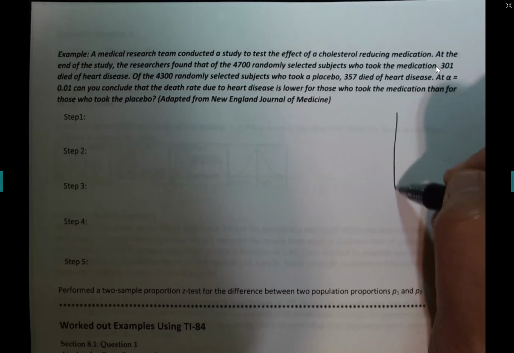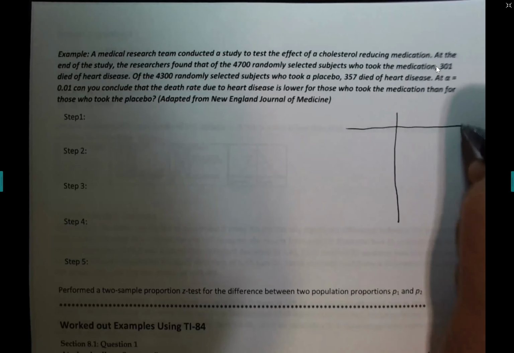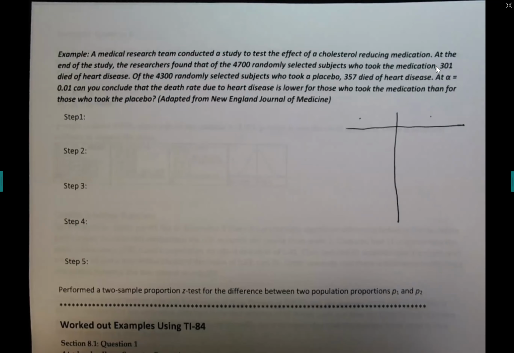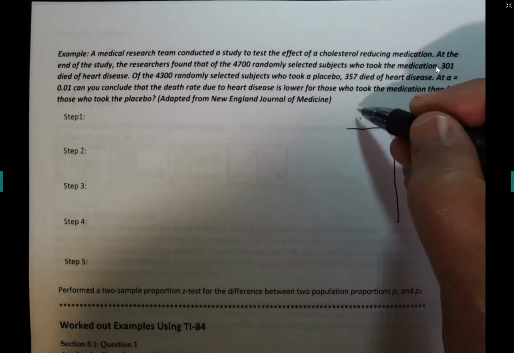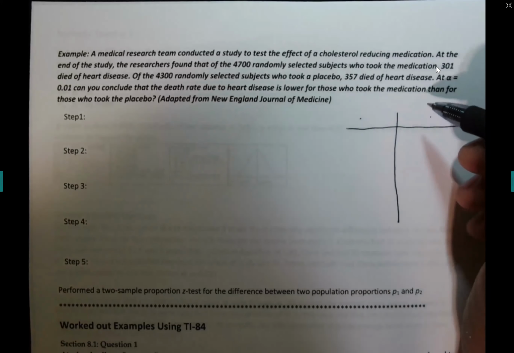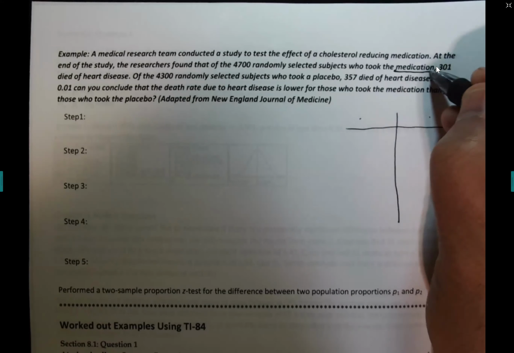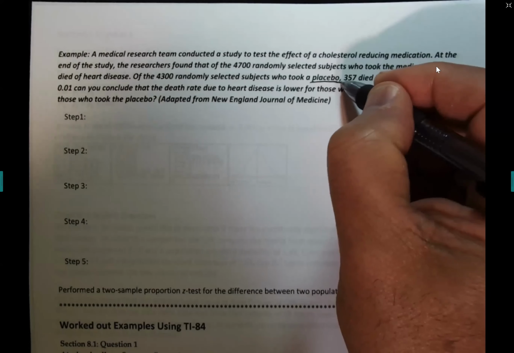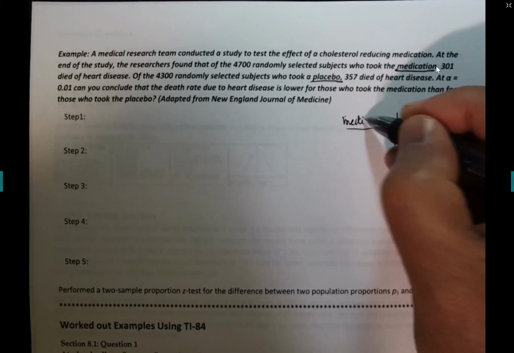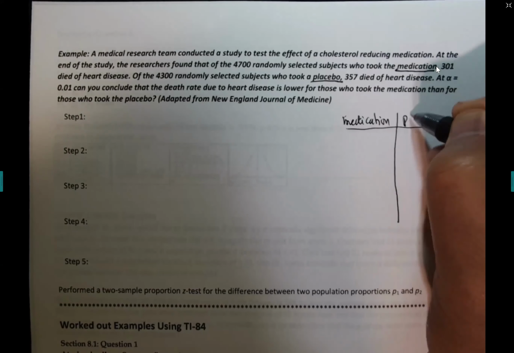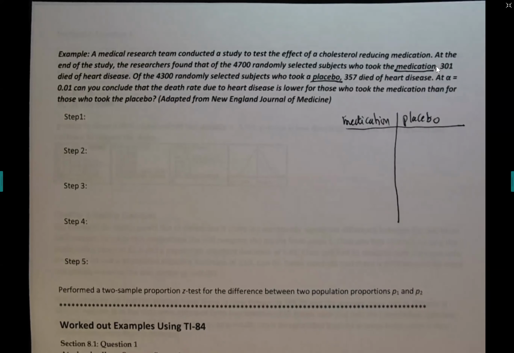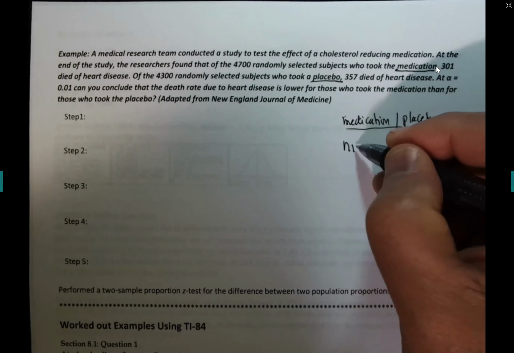If I label groups 1 and 2, what do I put? What's the title here and what's the title there? We have medication and we have what? No medication. It doesn't label them for you all the time; you just have to label them sometimes. Okay, 4,700 took the medication, so n1 is 4,700.